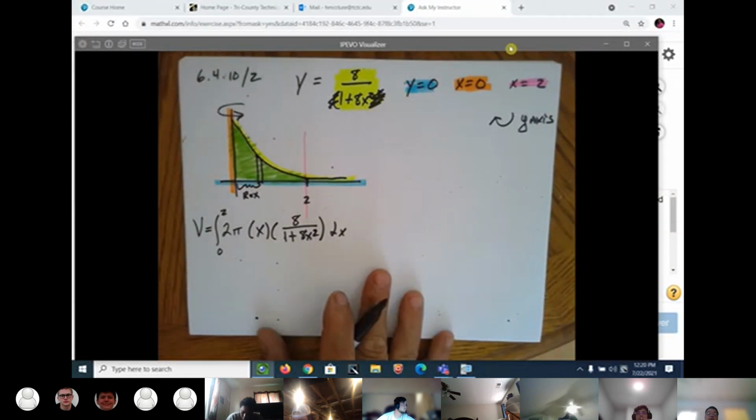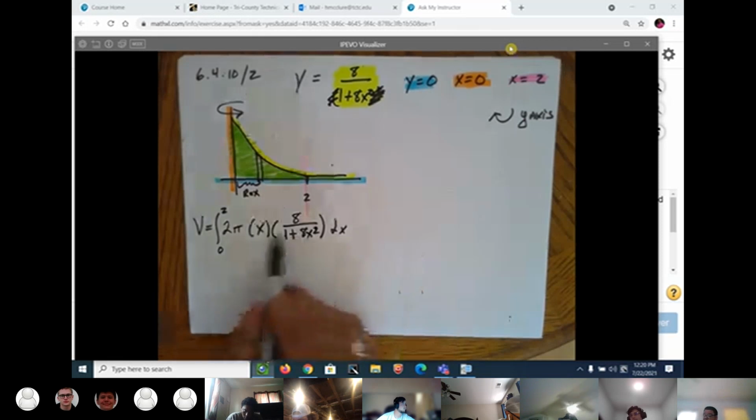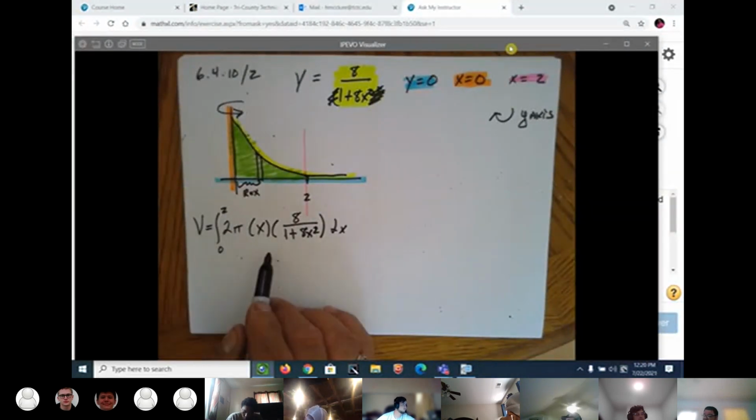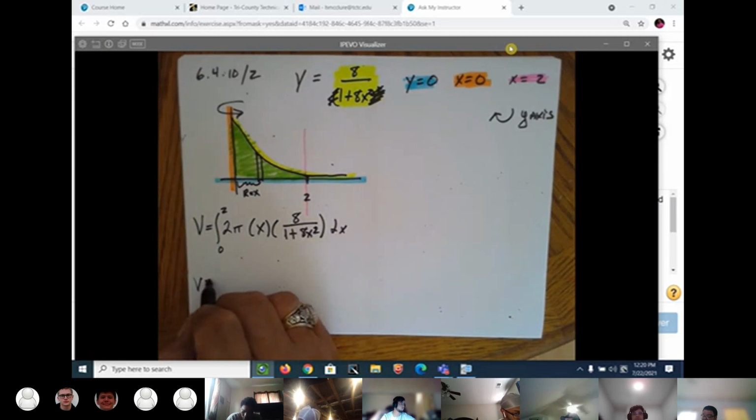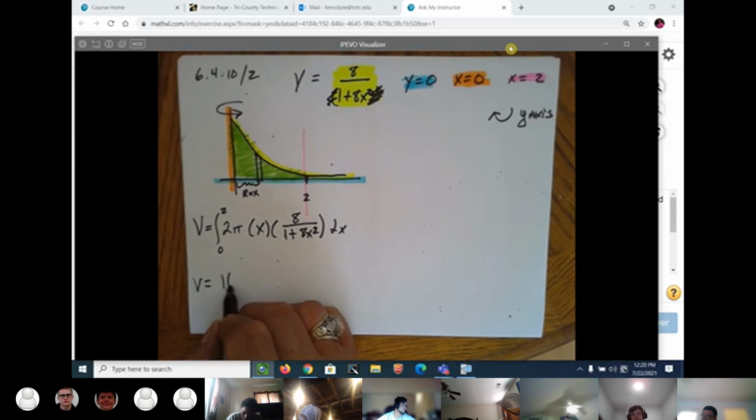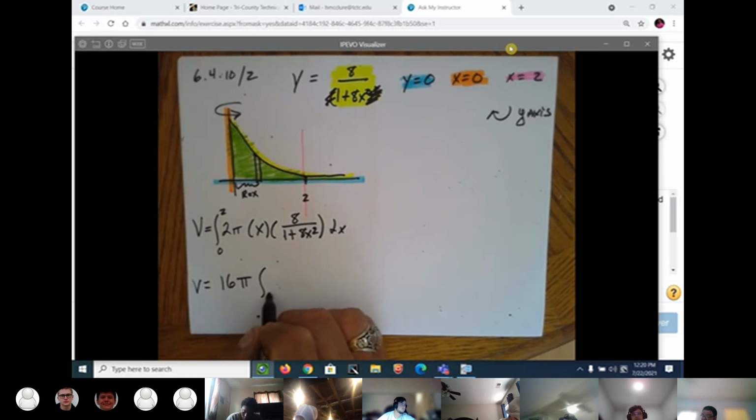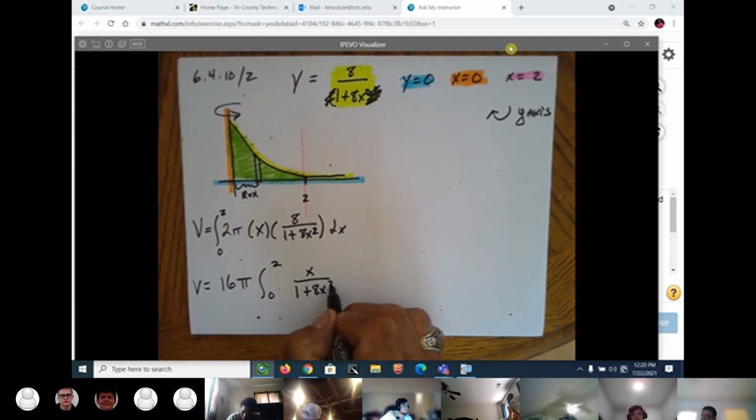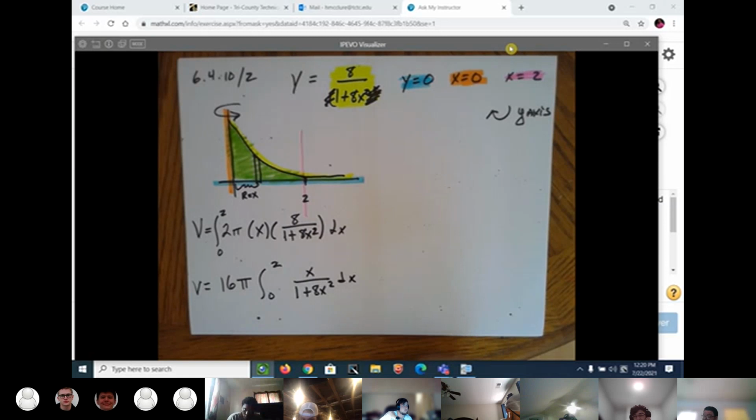So there's your setup. Now I'm going to pull that 2 pi out. I'm going to pull that 8 out. That x goes there, or you could leave it in there if you want to. I'm just going to pull it out. So V is equal to 16 pi, 0 to 2 of x over 1 plus 8x squared dx.